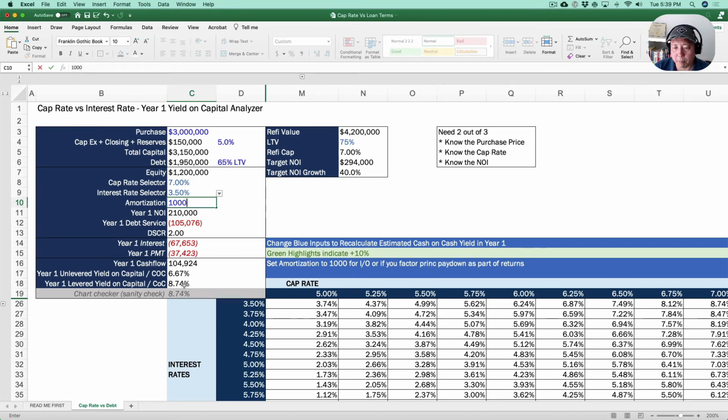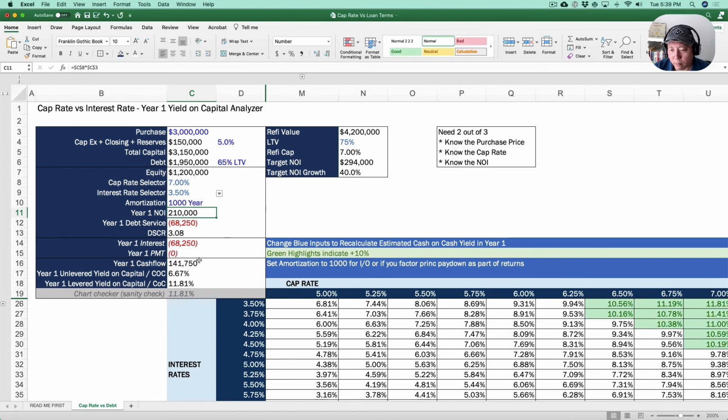You could also play around, as I showed you before, if you assumed that the principal was actually counting towards your return. If you want to count your principal pay down as part of your return, you could either add up this 104,924 plus the 37,423 and then divide that by your equity, or you could just plug in 1,000, and it should approximate what that return looks like.